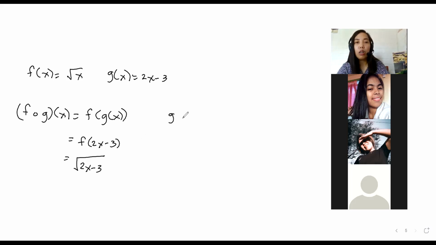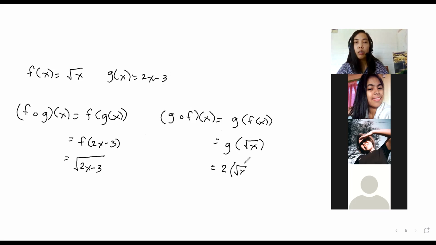When we get g composite f of x means g of f of x. So you will have g of f of x, your f of x is square root of x. You're going to plug square root of x in g. This will be your variable now in g. So you will have in g 2 times, your x now is square root of x, minus 3. So when we simplify, that is 2 square root of x minus 3.